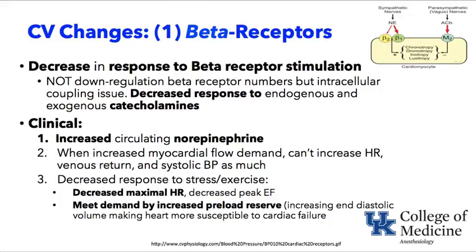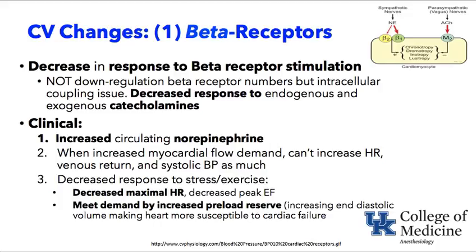There's a decrease in the response to beta receptor stimulation. So we tend not to think of there being a change in the receptor number, but that those receptors just don't work as well. There's a problem with intercellular coupling, and they don't respond to endogenous circulating norepinephrine and exogenous, for example, dobutamine that you might administer intravenously, drugs that have beta effects. So clinically, we see increased circulating norepinephrine levels when increased myocardial flow demand is required.